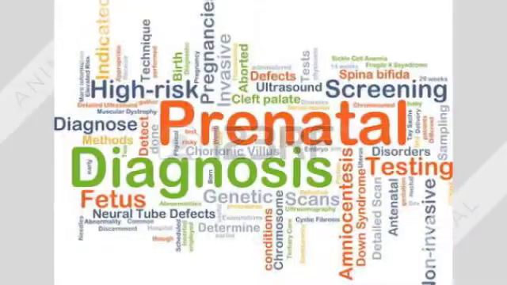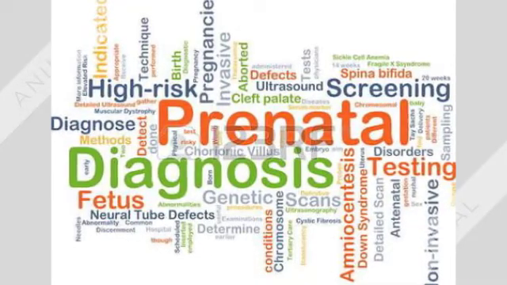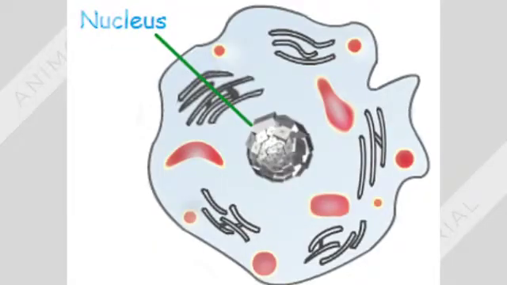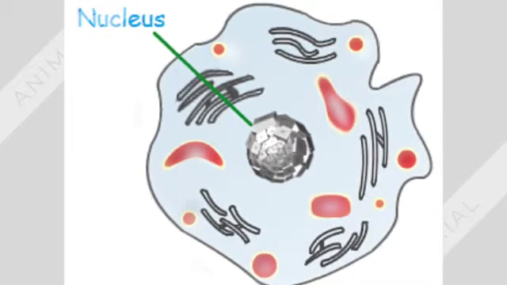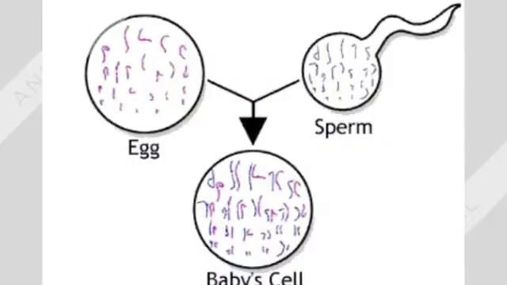What is Down syndrome? In each cell of the human body, there is a nucleus. The nucleus stores all of the person's genetic material. The genes that are stored in the nucleus carry the coding that is responsible for all of the traits we inherit from each of our parents.